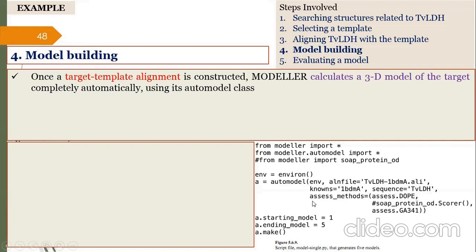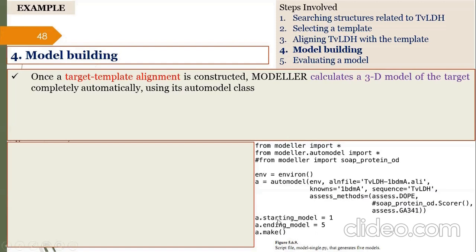And we will be asking the modeler to assess the alignment and the model through 3 techniques, like assess.dope. We will be needing DOPE score, SOAP score, and DOPE score and the GA score. So DOPE score and GA score will be assessed by the modeler, and this hashtag means this is for us to understand. This is not for the modeler. So the modeler will give us 2 values, this DOPE score and GA score.